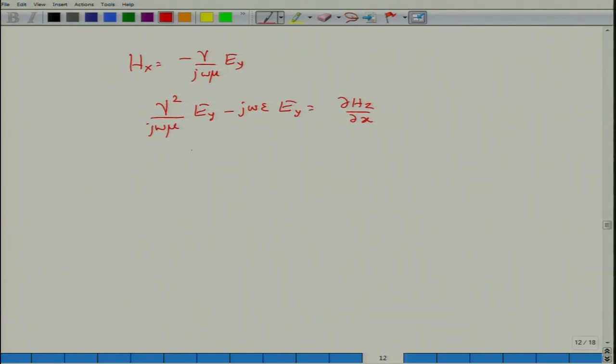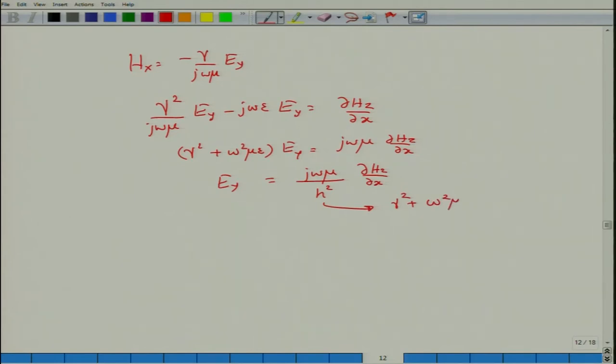I can take Ey as a common factor out. So, I will get gamma square plus omega square mu epsilon times Ey equals j omega mu del Hz by del x. Or finally, Ey is equal to j omega mu divided by h square del Hz by del x, where h square is what we have defined this quantity, gamma square plus omega square mu epsilon, as. So I have defined this as h square, so this is by definition. So, what I have done is to start with the Maxwell's equations and express the transverse components in terms of the longitudinal component, or at least I have shown you how to do it for one case. I will leave the other expressions for you to find out.